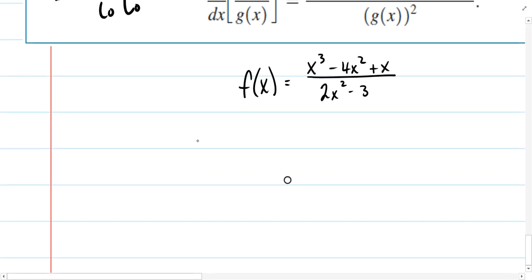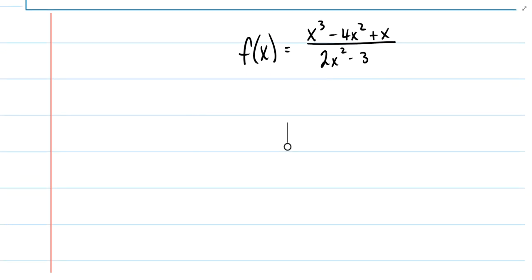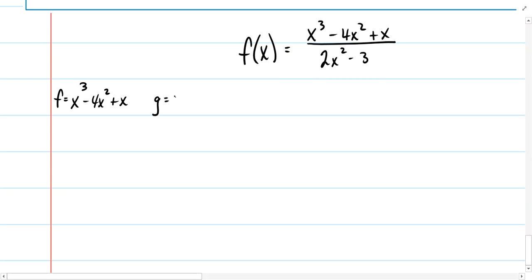So instead I'm going to utilize and rely upon the quotient rule. I'm going to treat f, my upper function, my first function in this case, as the one on the top, x cubed minus 4x squared plus x. And you should always treat f as the upper function, the higher function. And g, our lower function, is 2x squared minus 3.